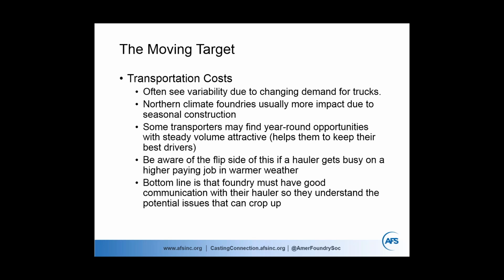So let's talk about moving targets. Most of you know a little bit about a moving target, and most of you that know me or have seen me talk about reuse in the past know that I often refer to transportation as the killer of all deals. The reality is there are many variables tied to transportation that can really make or break your economics.